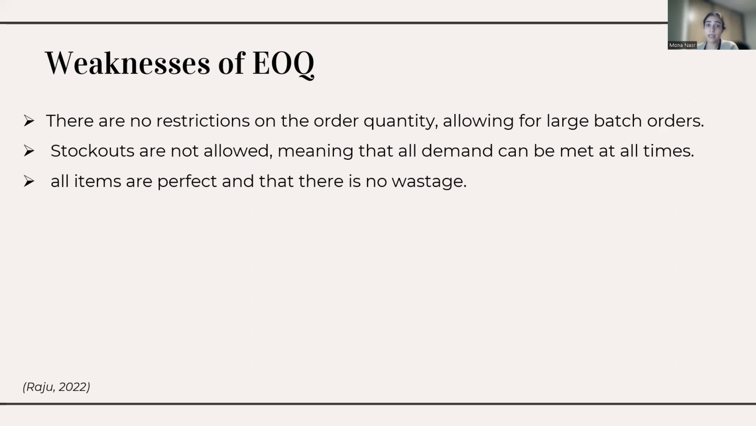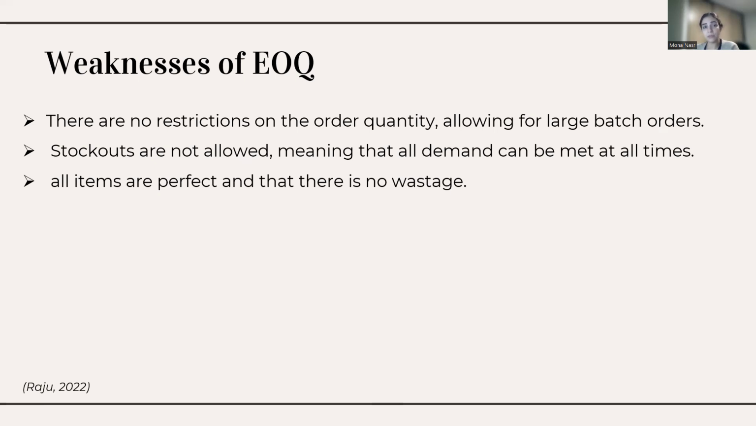The EOQ model assumes that all items are perfect and that there is no wastage. In reality, production processes may result in imperfect items due to various constraints, and some items might perish or expire if they remain in inventory beyond their shelf life. The classic EOQ model does not account for these imperfections and potential wastages.